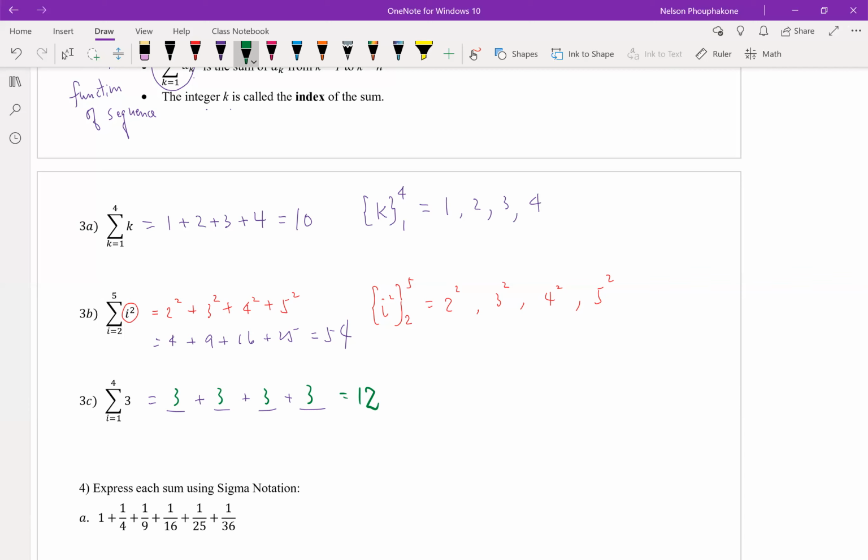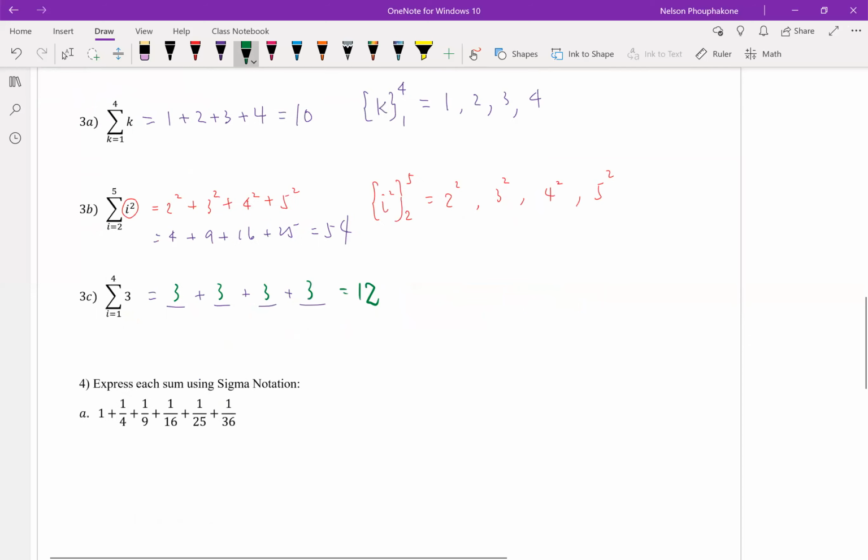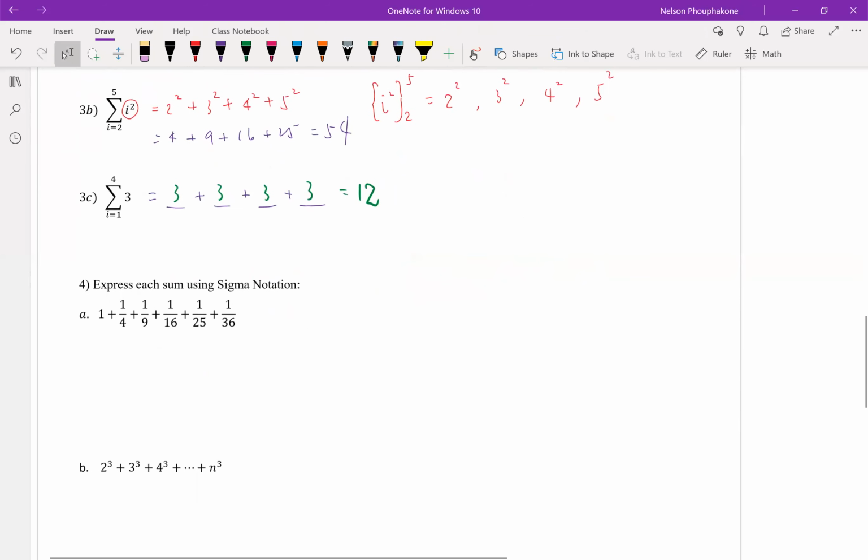Is that okay? Okay, so now after we know how to rewrite from a sigma notation to the summation, to sum up the list, the next one will be, I would like to see how I could create the summation notation now.